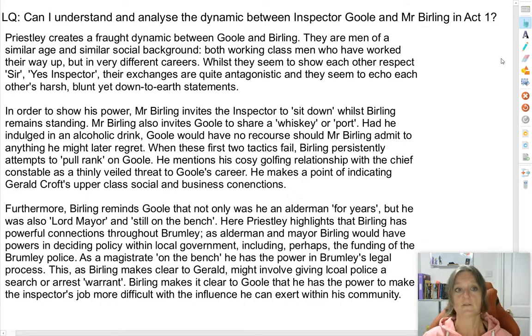Okay, so hopefully you can see that I've analysed that dynamic between Goole and Birling there, and showed a good understanding of what the playwright is trying to achieve, the way that he's kind of positioning the two men and the way he's got the two men talking to each other.